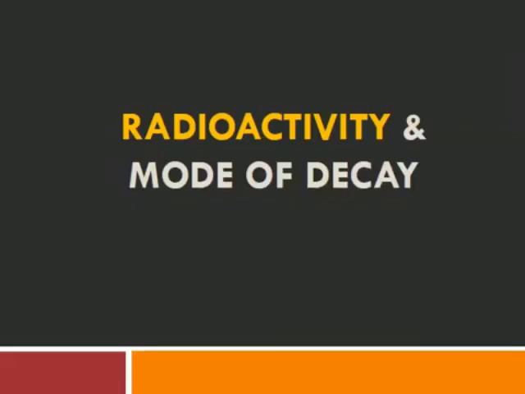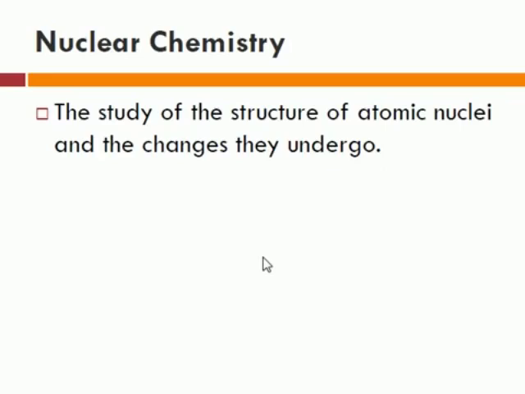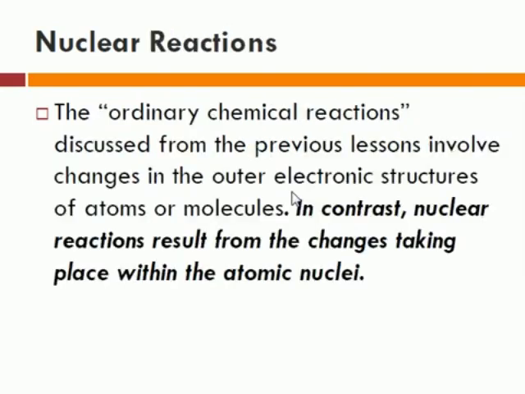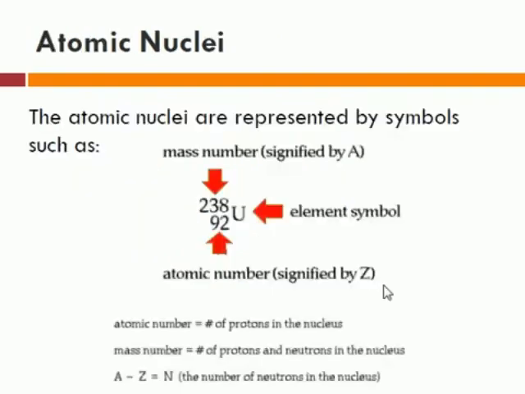Radioactivity and mode of decay. Nuclear chemistry is the study of the structure of atomic nuclei and the changes they undergo. Nuclear reactions: the ordinary chemical reactions discussed in the previous lessons involve changes in the outer electronic structures of atoms or molecules. In contrast, nuclear reactions result from the changes taking place within the atomic nuclei.